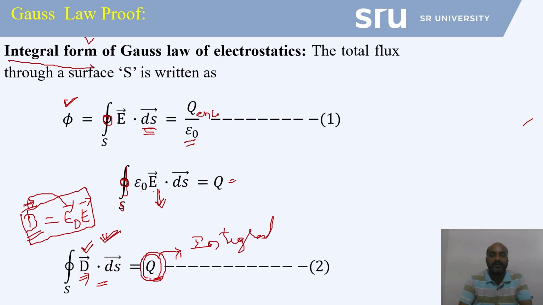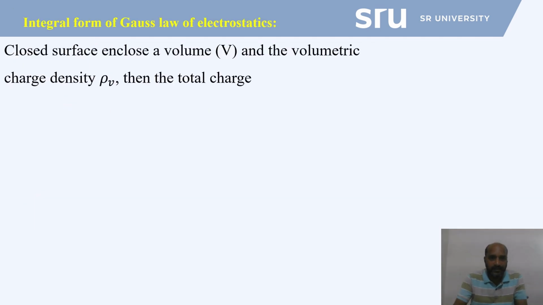It is better to write this in integral form. So for that, what we need to do? Just see here. We already said the flux through that surface. That particular surface is enclosing a volume. This is the surface enclosing the volume. Then the charge. We are saying that that amount of charge is Q.